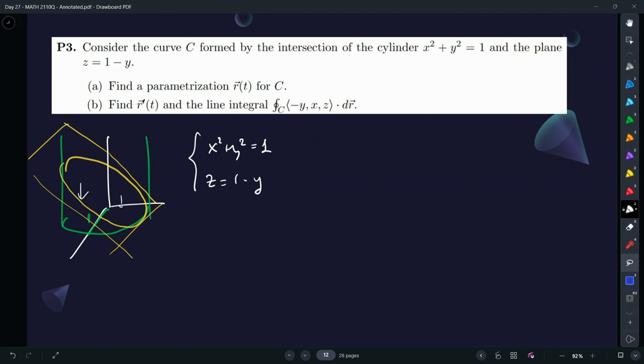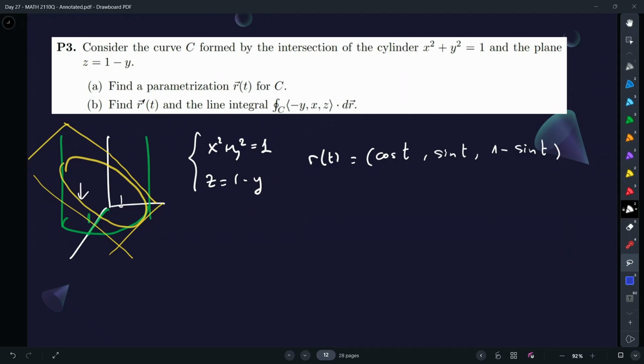So now I can parameterize this. I can do this in polar coordinates. I know what the radius is. The radius is 1, so cosine t, sine t, and then the z value is 1 minus sine of t. Okay? So that is the parameterization that they're asking me for.